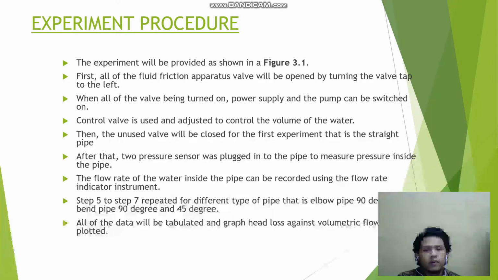And then for the flow rate measurement, the flow rate of the water inside the pipe can be recorded using the flow rate indicator instrument as shown in the video. After we record all of the data for the flow rate, we will repeat step 5 and step 7 for different types of pipe, that is the elbow pipe 90 degree, bend pipe 90 degree, and 45 degree. That is 4 types of pipe in total.